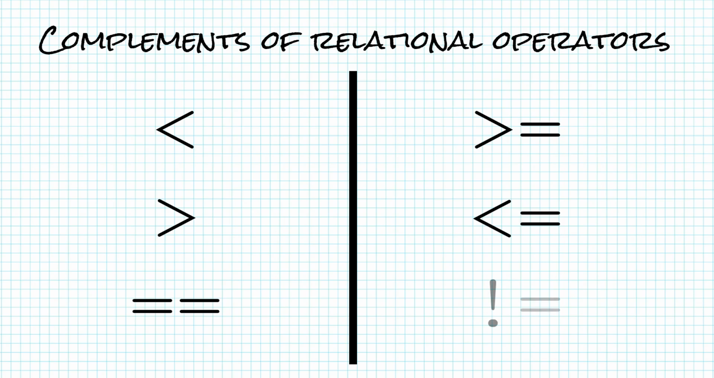And then equal to and not equal to are the complementary operators. Now you can read this table in both directions, so the complement of less than or equal to is greater than, and the complement of greater than or equal to is less than.